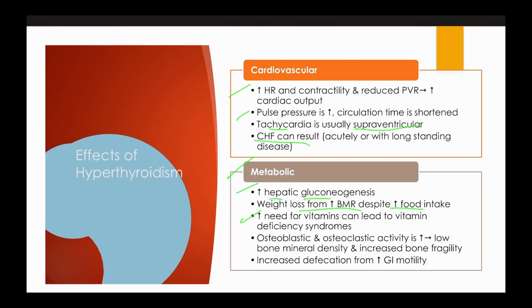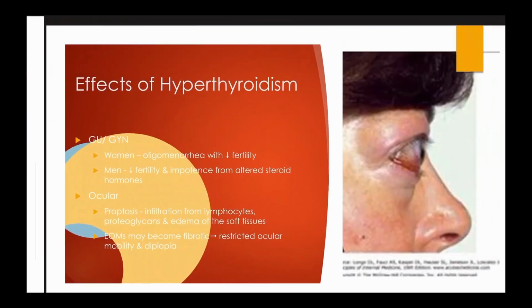Increased need for vitamins can lead to vitamin deficiency syndromes in these patients. Osteoblast and osteoclast activity is increased. So increased low bone mineral density, increased bone fragility, and increased defecation from increased GI motility as well. So they have some diarrhea. If they're having constant diarrhea from all these problems, what else are they going to start having? Possibly dehydration, more other problems because they're losing all this fluid from the chronic diarrhea from the uncontrolled hyperthyroidism.